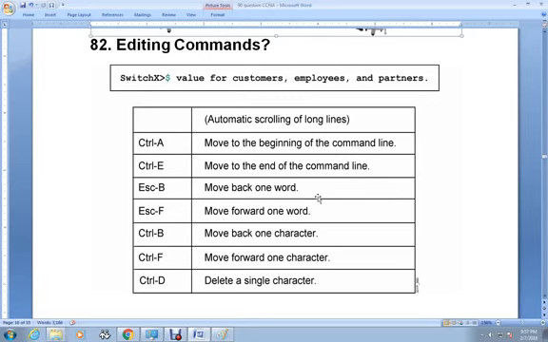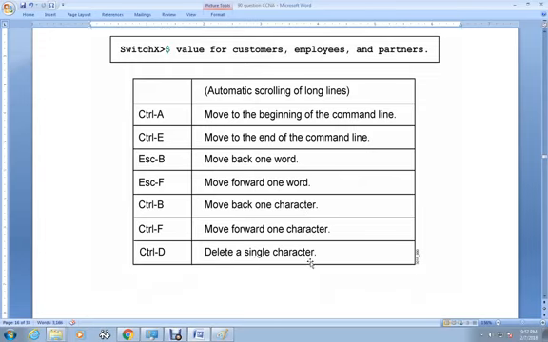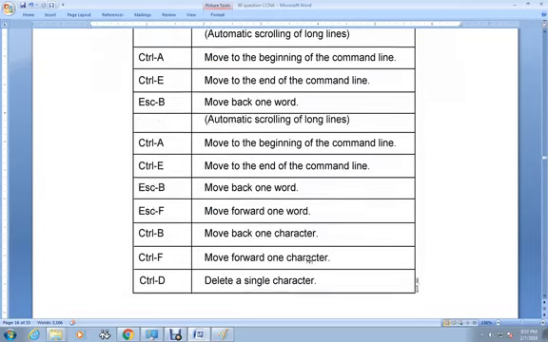Escape B, move back one word. Escape F, move forward one word. This is backward by B, forward by F. Control B moves back one character, and Control F moves forward one character. Control D deletes a single character. So these are the shortcuts we should know.